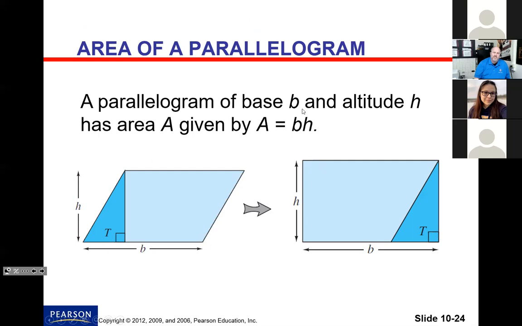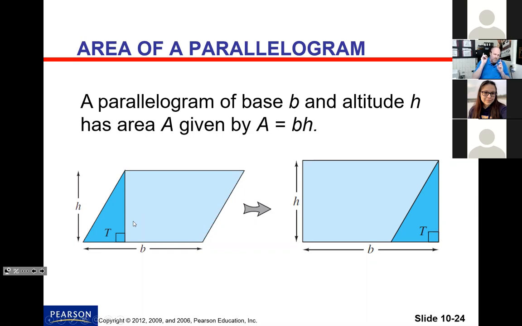Parallelogram, the formula actually looks very much like length times width, but we have a slightly different shape. This one on the left is our parallelogram, right? If we cut this piece off and stick it over here, look what we have. We have our rectangle. So instead of length times width, it's base times height.